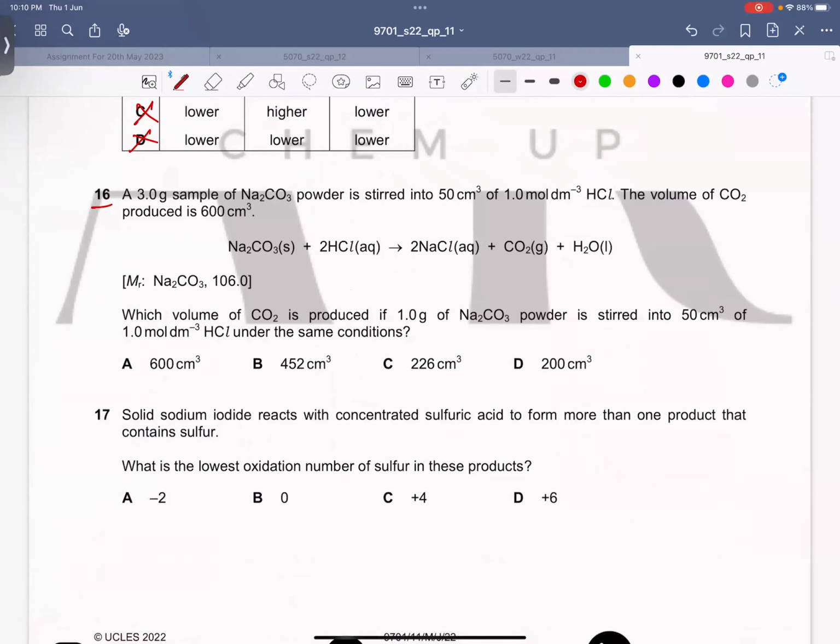A 3-gram sample of sodium carbonate powder is stirred into 50 cm³ of 1 mol per dm³ HCl. Here we are provided with the mass of sodium carbonate and the volume and concentration of HCl. The volume of carbon dioxide produced is 600 cm³. So this is the volume of gas. Here we have an equation. They have provided you the Mr of sodium carbonate. Now what they are asking: which volume of CO2 is produced if 1 gram of sodium carbonate powder is stirred into 50 cm³ of 1 mol per dm³ HCl under the same conditions.